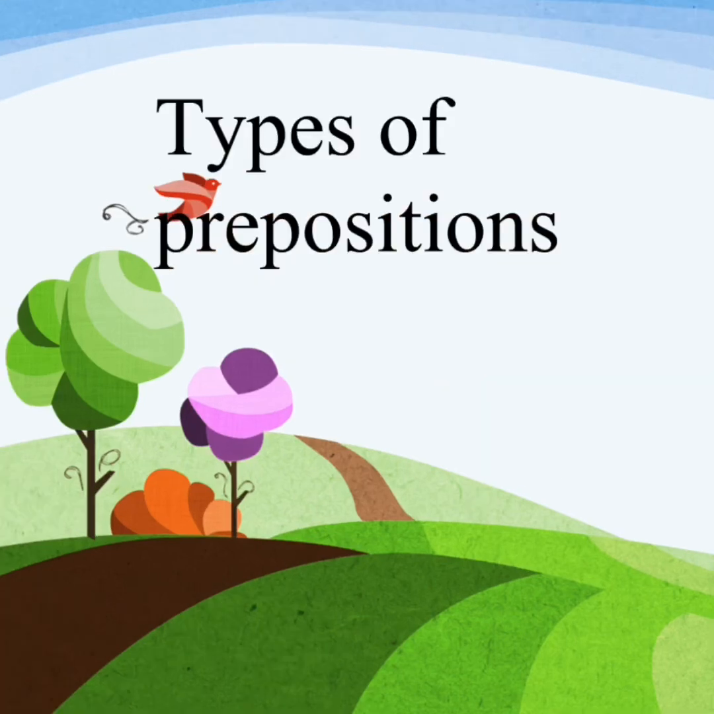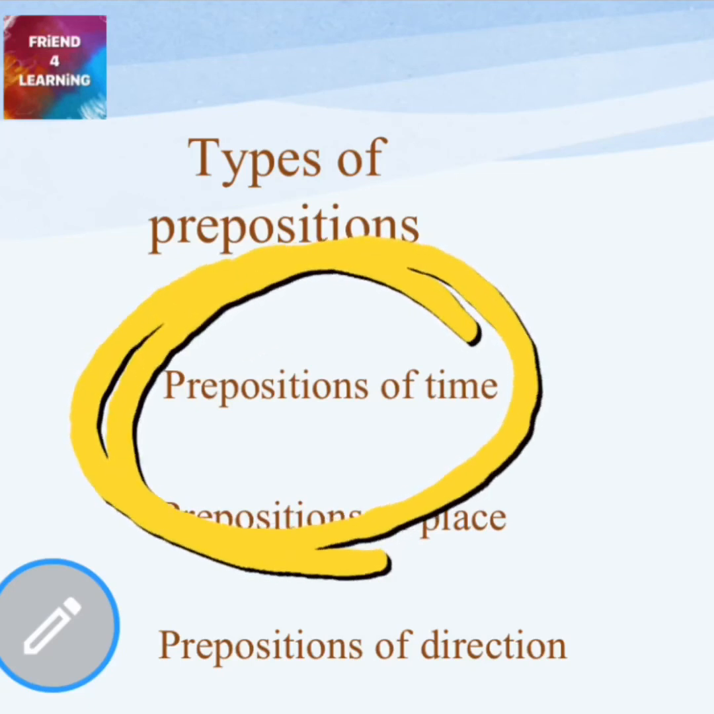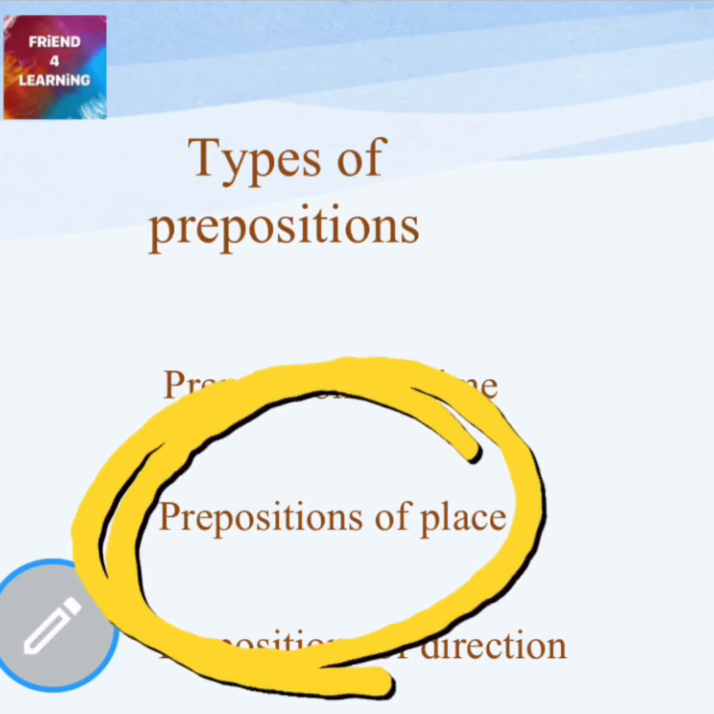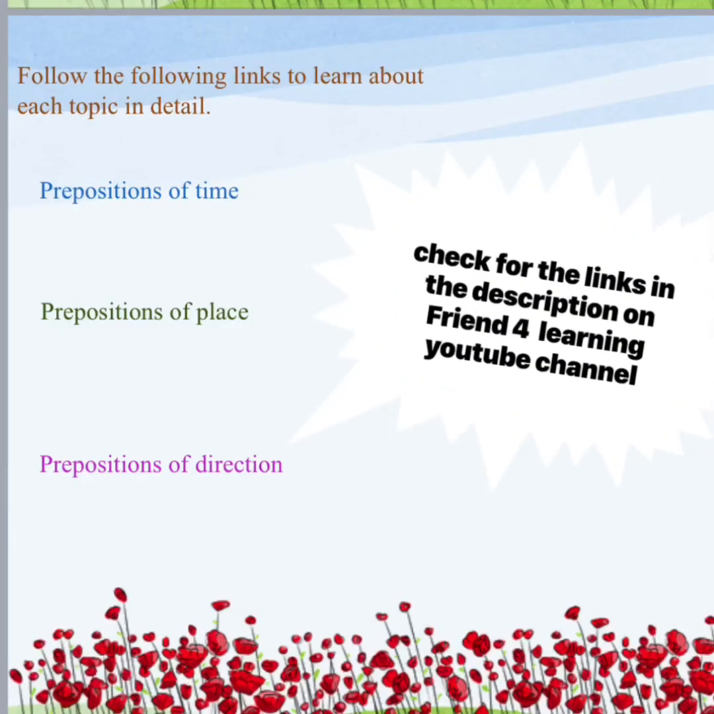Now you know the base, what prepositions are. There are types of prepositions, which is the next level. Prepositions are classified as preposition of time, preposition of place, and preposition of direction. Follow the following links to learn each topic in detail.